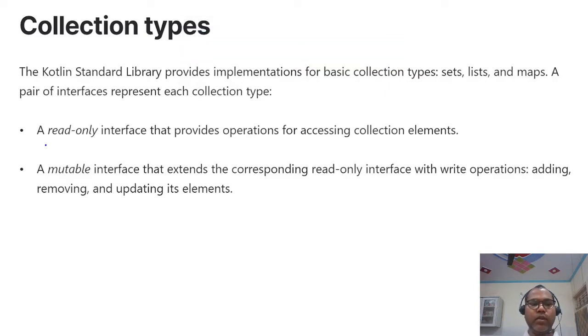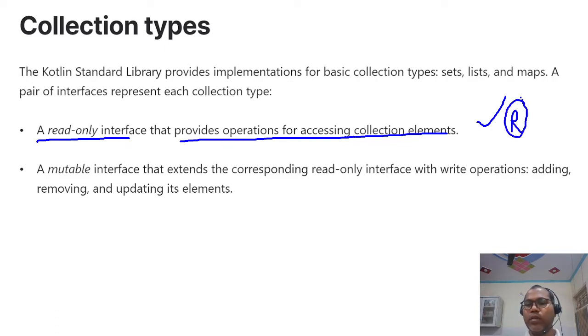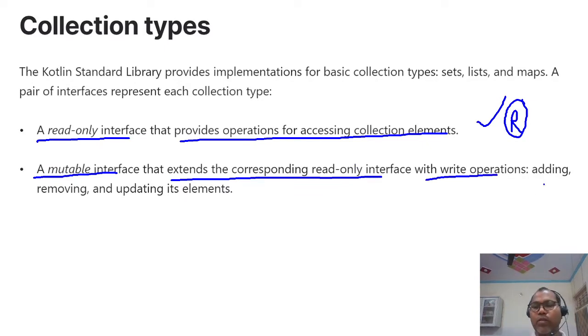So we can say the first, the read-only interface, provides the operations that access the collection elements. This is the recommended way unless you have a specific reason why your collection needs to be updatable and modifiable. Then we have to use the separate kind of implementation known as mutable. It extends the corresponding read-only interface and provides some write operations. Here in the collection, you have the option to add some element, remove some element, or update elements as well.